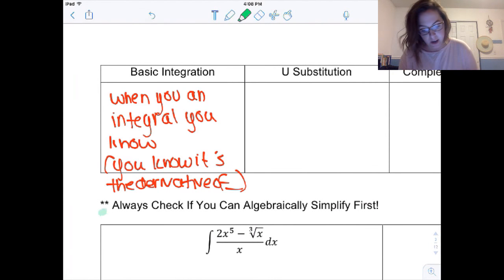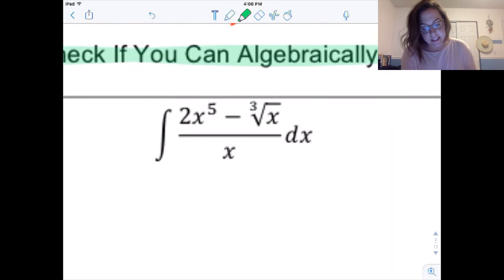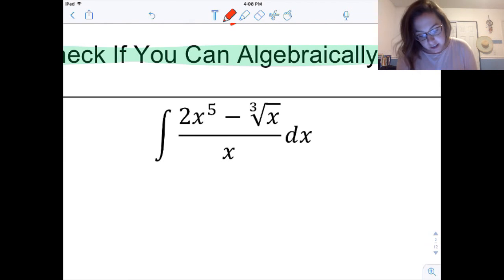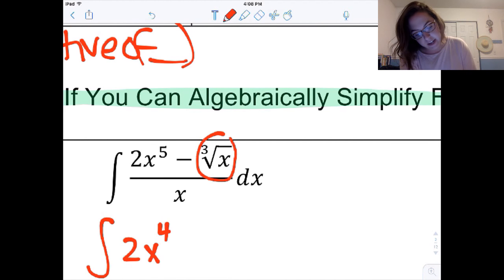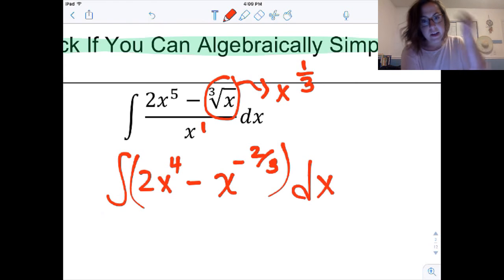This is really key: always check if you can algebraically simplify first. So we're going to see some of those here below. Looking at especially these first two, I see this first one can be algebraically simplified. If I simplify this, I'm going to divide each of these by x. This would be 2x to the 4th. Now this thing right here, remember that this is x to the 1/3. So if I subtract 1 from that, because that's x to the 1st, this is going to be x to the negative 2/3 dx.